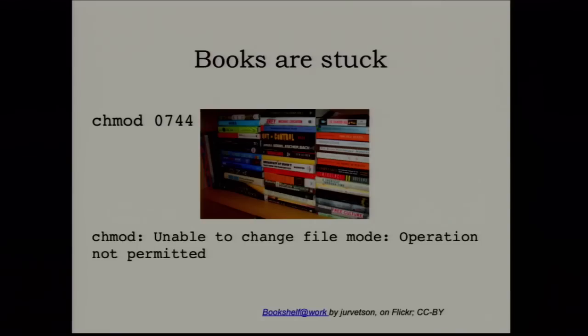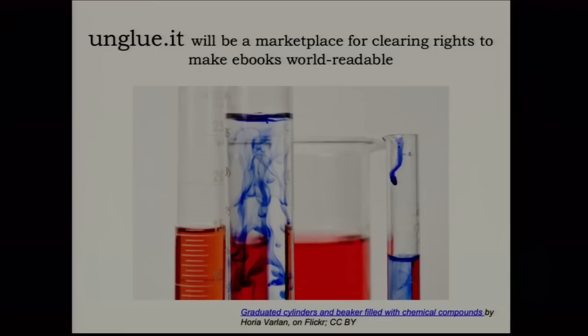In order to make books world readable, we need some way to unstick them, or in what we're calling the process, ungluing the books. So Unglued is going to be a marketplace for clearing these rights and making the ebooks world readable. The money that we raise will act as a solvent to get rid of all the glue that's sticking the books together so that they can't be used in the digital environment.